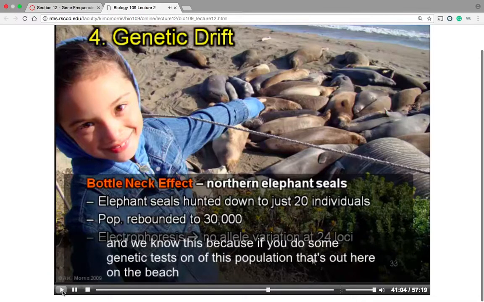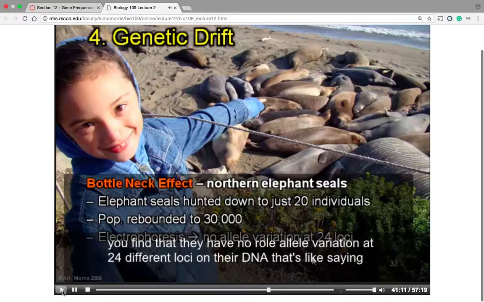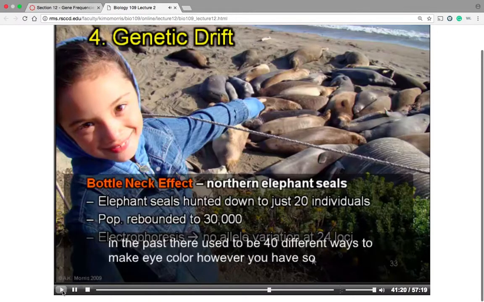And we know this because if you do some genetic tests of this population that's out here on the beach, you find that they have no allele variation at 24 different loci on their DNA. That's like saying, in the past, there used to be 40 different ways to make eye color.